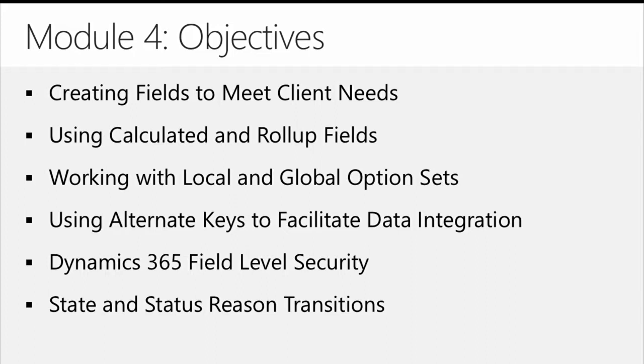So if you have very simplistic calculations, or maybe you have aggregated data that you want to surface inside the application, we'll go in and explore in a little bit more detail option sets. We talked about them in the previous module, but we'll look at them from storing them inside just the entity itself or making them globally available to any entity within the application. We'll talk a little bit about alternate keys and how you can use those to facilitate data integration with maybe third-party applications. We'll look at using Dynamics 365 field security to customize field security in the application.